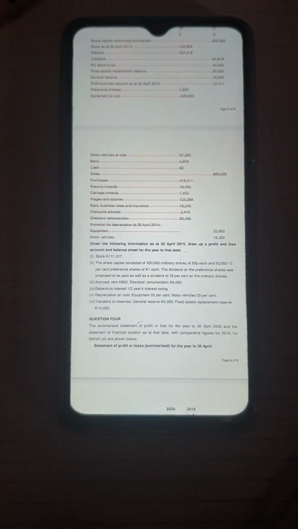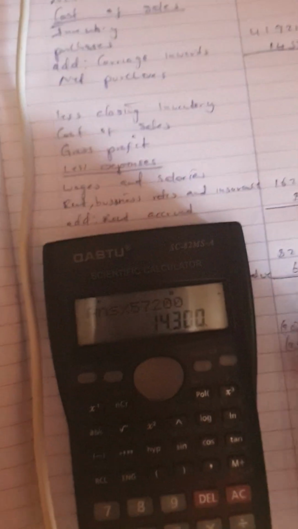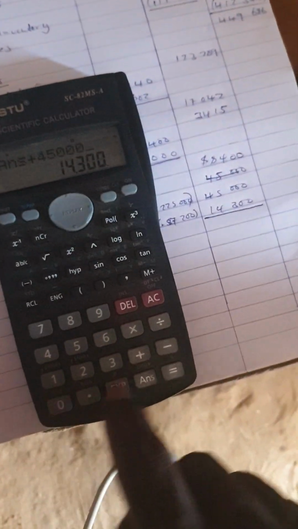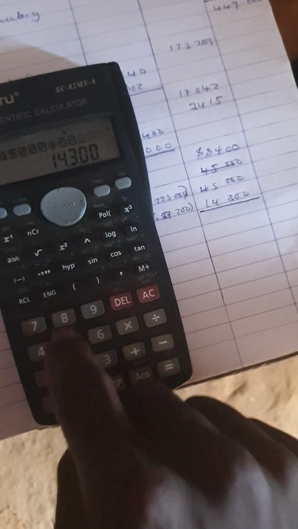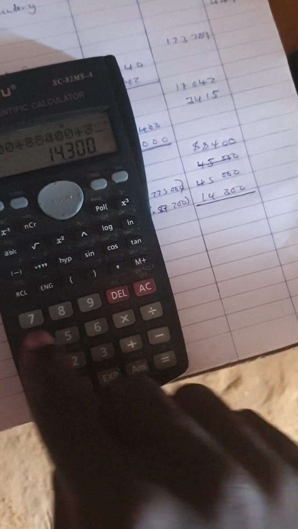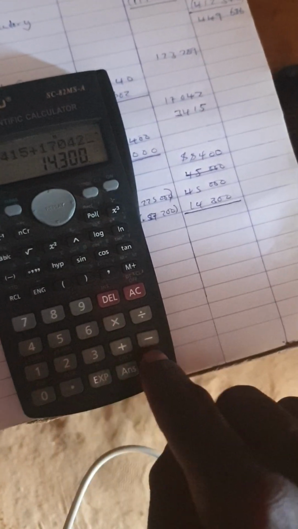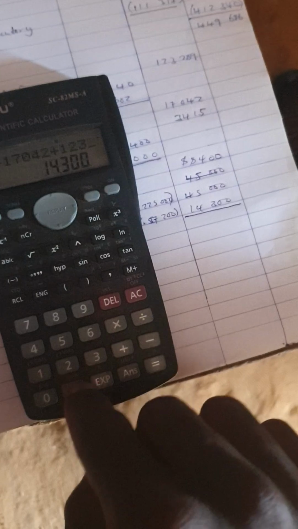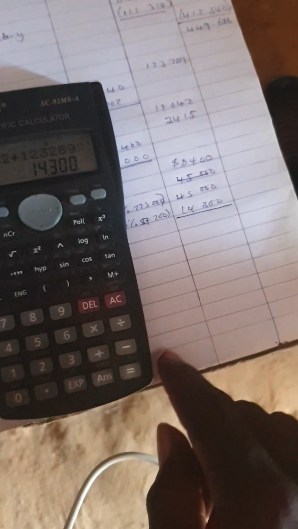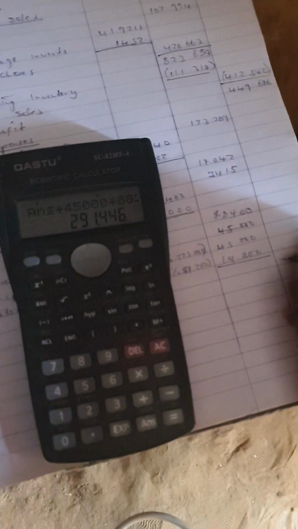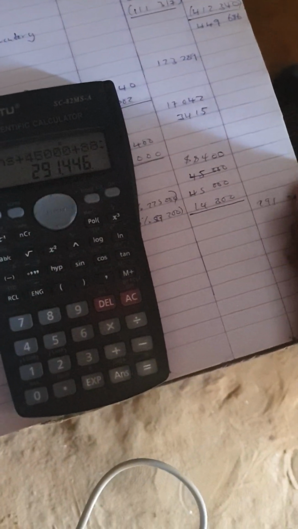We only have little information in the table, so we are done with all the expenses. If we add all the expenses: 14,300 plus 45,000 plus 88,400 plus 3,415 plus 17,042 plus 123,289, we have 291,446 as our net expenses.